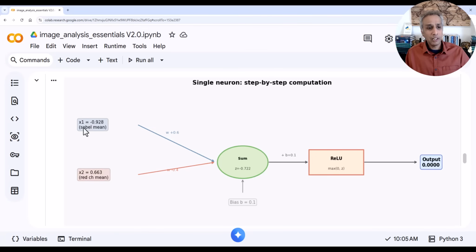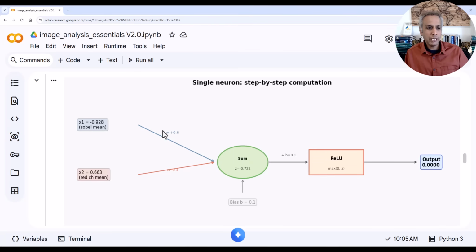Let's say one of the features is the Sobel mean, and another feature is the red channel mean, which is a specific channel in our image. Our image has multiple channels. In one case, the value is minus 0.928, and here it is 0.663. These are just x1 and x2. They're connected to our cell body through weights of 0.6 for x1 and minus 0.4 for x2. So all this is doing is just computation.